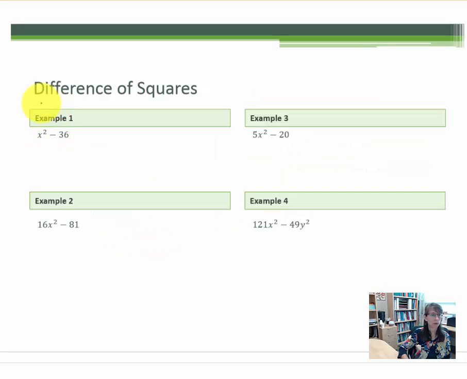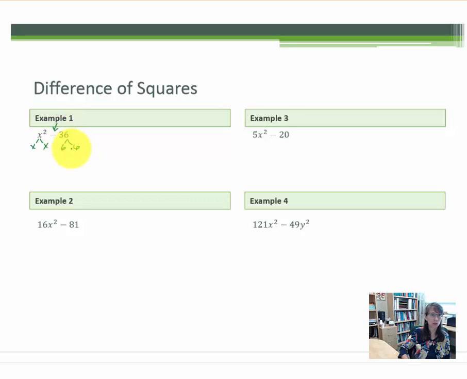In example 1, we're given x squared minus 36. I see that there are only 2 terms, so it might be the difference of squares. We do have subtraction, so that's helpful. Then consider the first and last terms. X squared is a perfect square term because x multiplied by x, identical factors, is the only way for us to make x squared. And 36 could be written as 6 times 6, so 36 is also a perfect square.